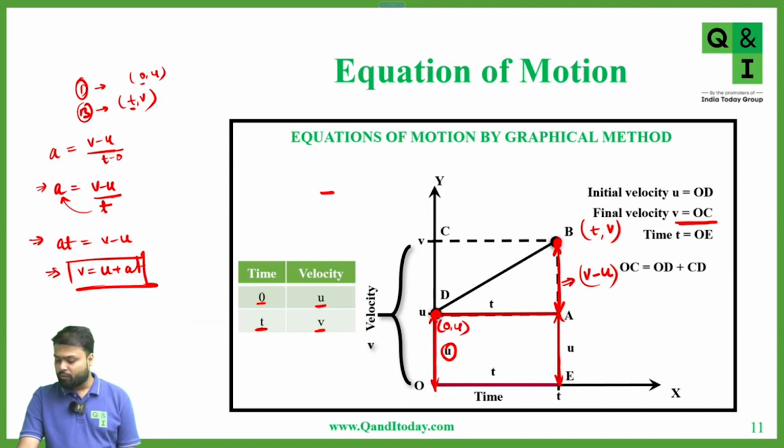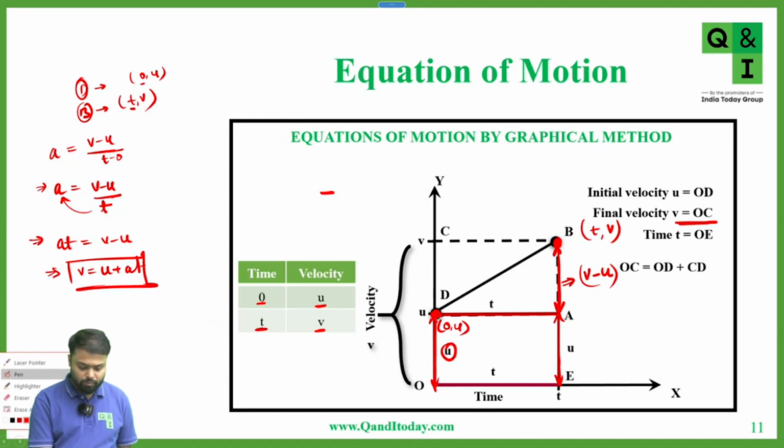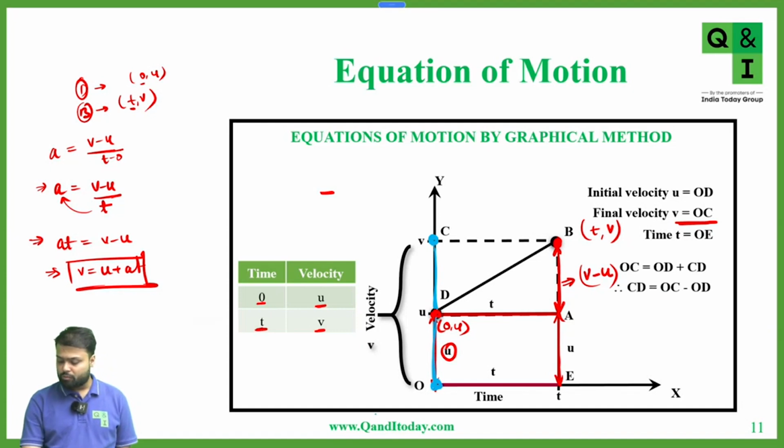So time is OE. Now, what is OC? From O to C, OC is nothing but OD plus CD. Yes or no? So this distance CD is equal to the total distance, which is OC minus OD. Now total distance is V and OD is U. So this is V minus U.